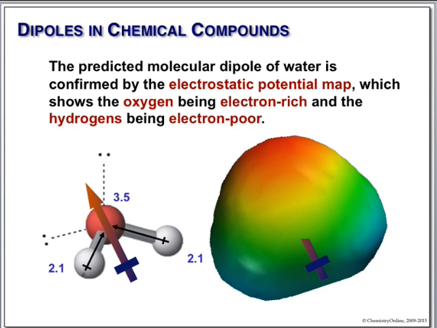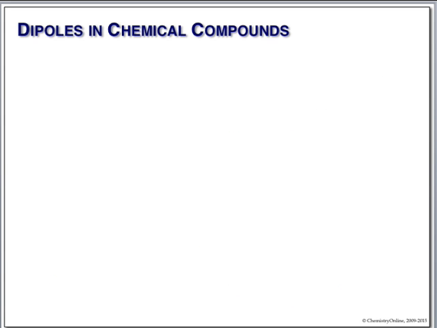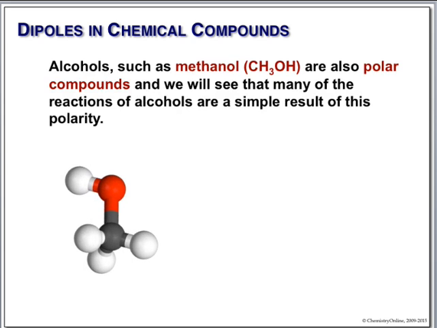We can do the same thing here. Here's our dipole. We can do the same thing with an organic molecule. This is methanol. Its functional group is an alcohol. We have a CH3 bonded here to an OH.